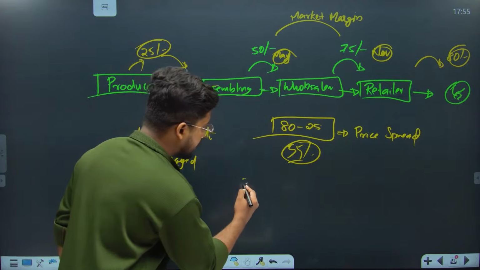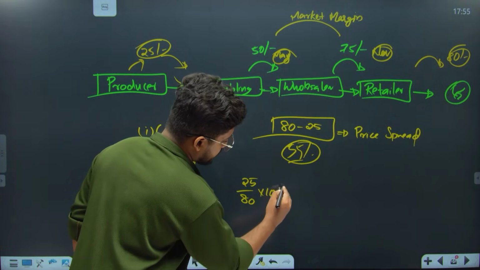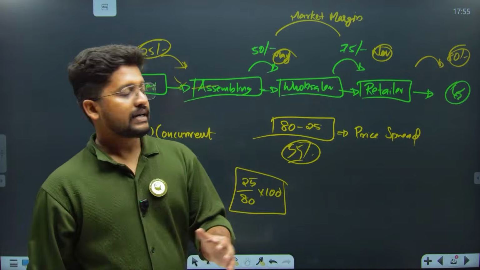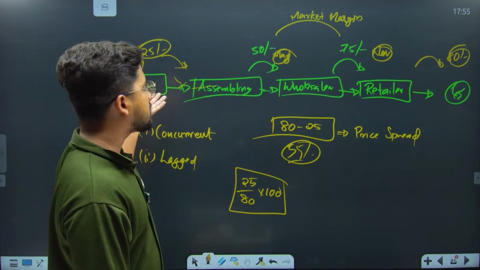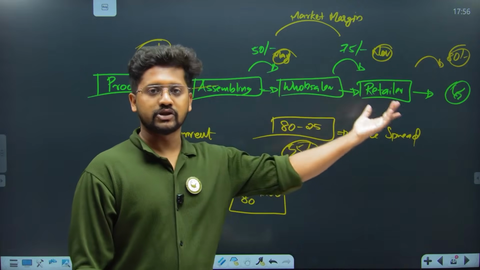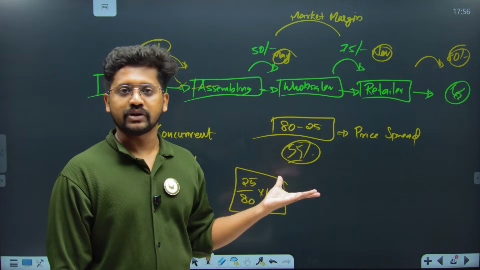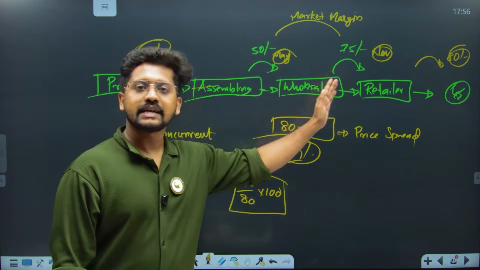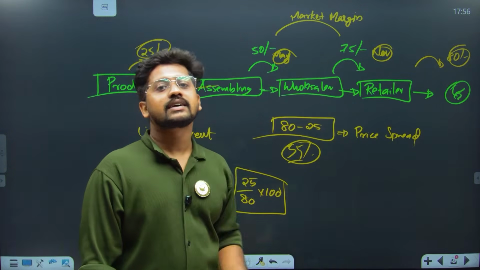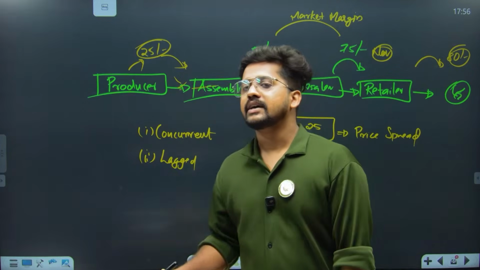So the share is 25 divided by 80 into 100. This gives you how much the producer is getting from the consumer. This is the producer's share in consumer's rupee. As the producer's share in consumer's rupee increases, the market efficiency also increases, because no money is wasted in between. The more money is wasted in between, the lesser the efficiency or performance of the market, right?